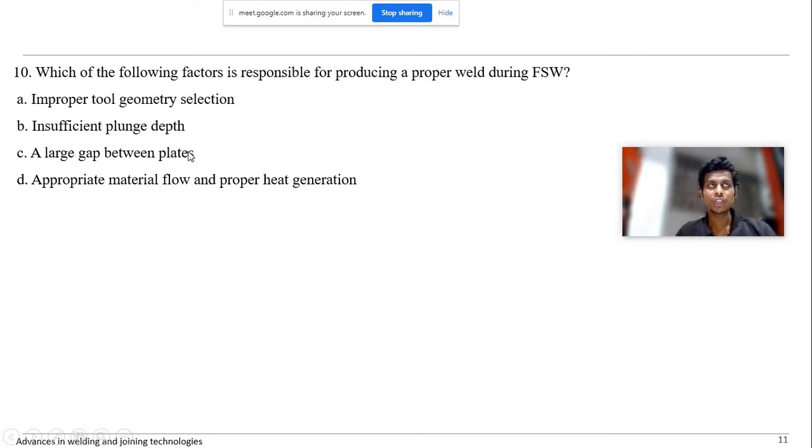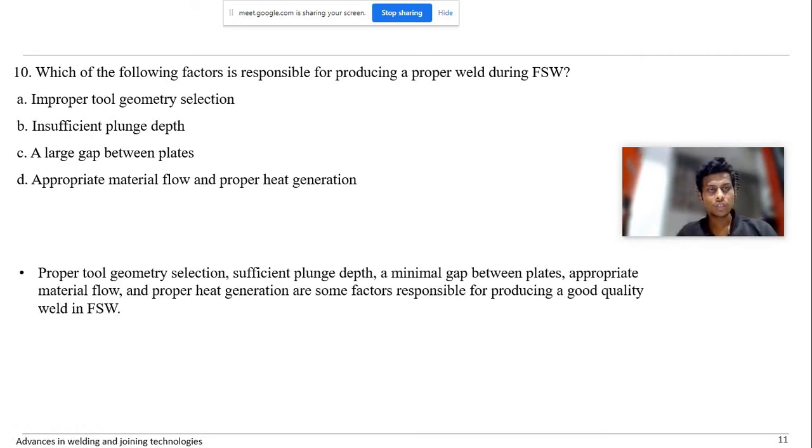So we can achieve the required heat to get the weld properly, and also the gap should be less. So as you said, D is the answer. Proper tool geometry selection, sufficient plunge width, and minimum plunge, as I have explained, appropriate material flow selection and proper heat generation are some factors responsible for producing good weld quality. So 10D is the answer.